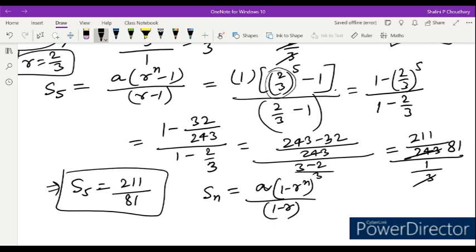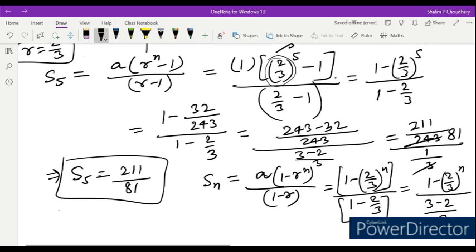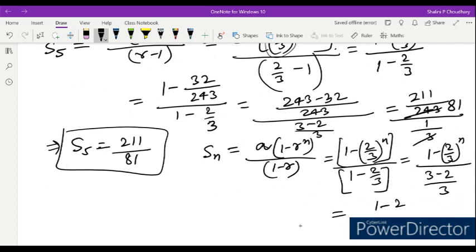Okay, and this will be equal to 1 minus (2 upon 3) to the power n divided by 1 minus 2 upon 3. Okay, and into a is there. So a is 1, so we can write directly, हम यहाँ पे a को remove कर सकते हैं because a का value is 1. So now this will be 1 minus (2 upon 3) का power n upon 3 minus 2 upon 3. So this will be equal to 1 minus (2 upon 3) का power n upon 1 upon 3.